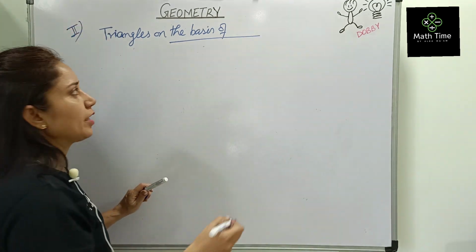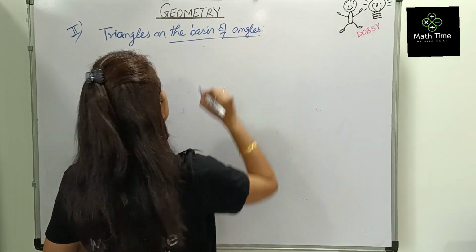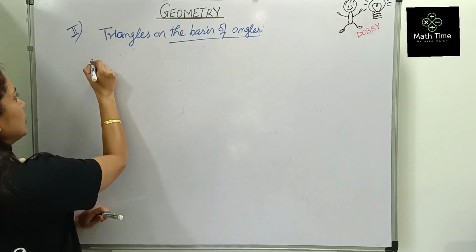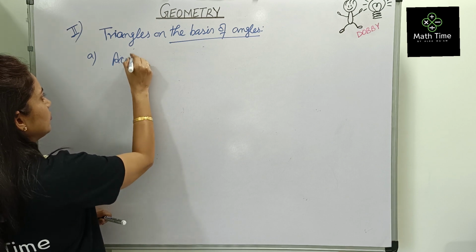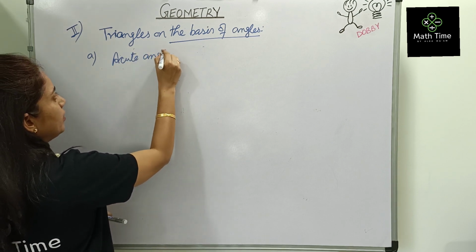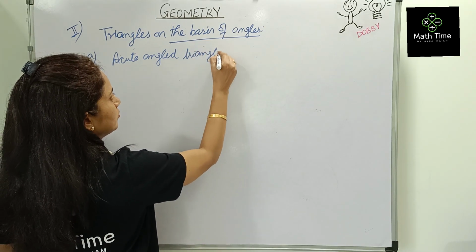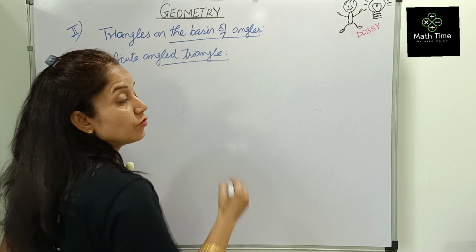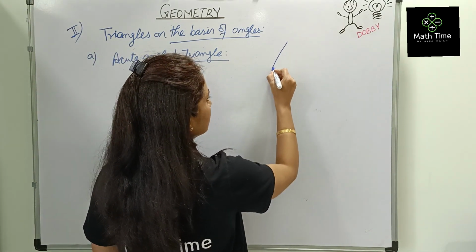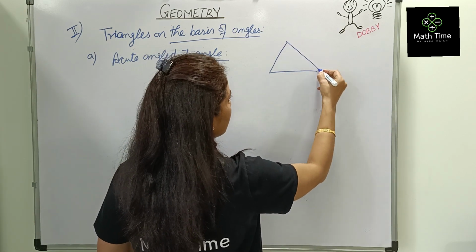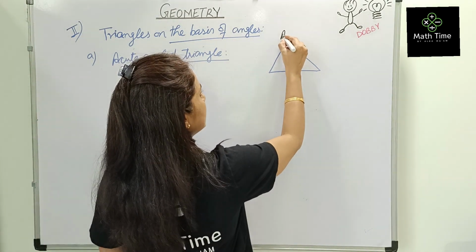Now, the second type of triangles are based on angles. Triangles on the basis of angle. So, first one, acute angle triangle. Acute angle. So, which type of triangle is this? I am making one. See here. Let us say the name of the triangle is ABC.